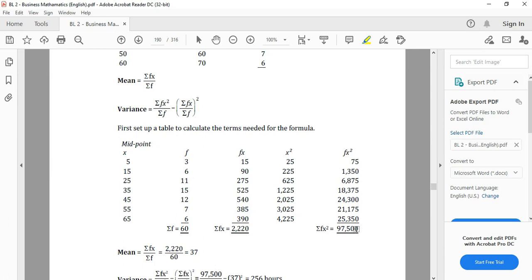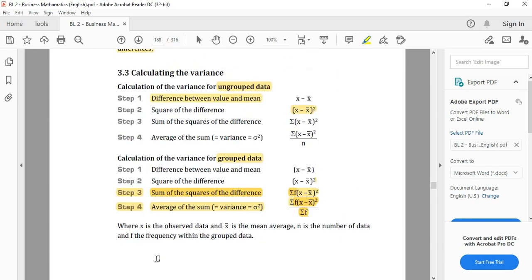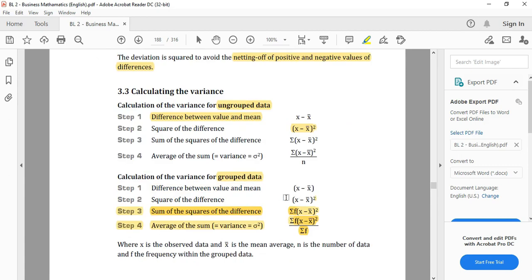Okay, and this 97,500 you must divide by 60, the sigma f. Then that answer you must subtract from the sigma fx divided by sigma f. What is sigma fx divided by sigma f? That is the mean. So basically what they have done is, if you look back at the steps, this difference thing they have brought forward straight away into step 4 by breaking it into two parts.